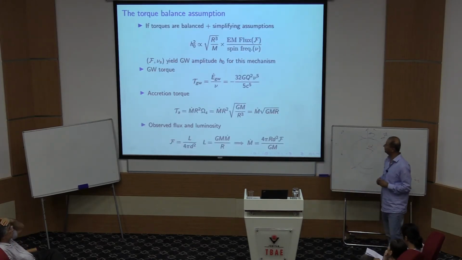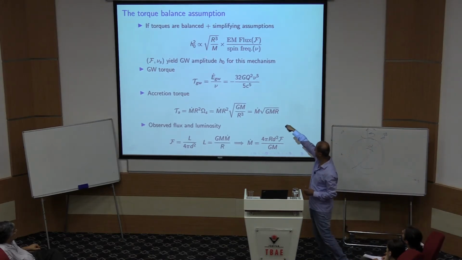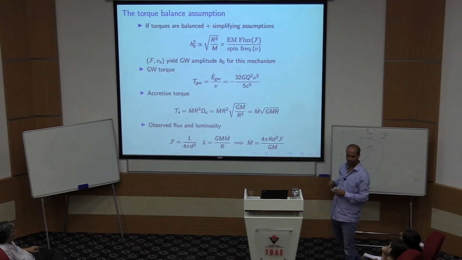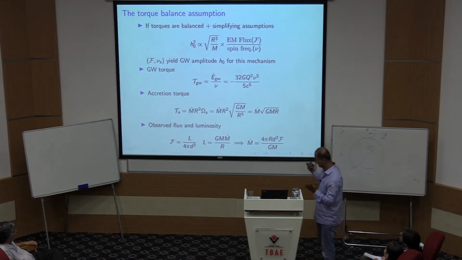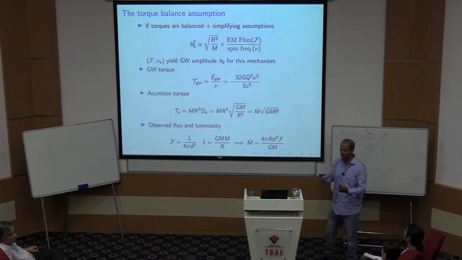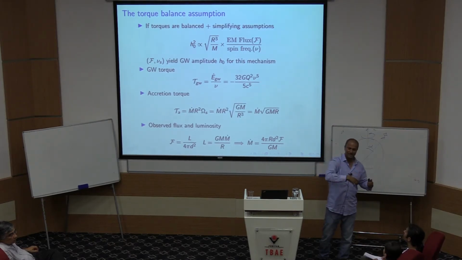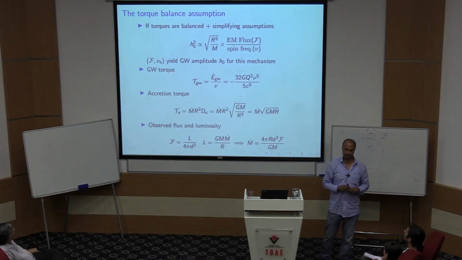It's actually a very easy calculation. The result looks like this: the amplitude h naught squared is proportional to the flux of X-rays that we get from the neutron star divided by the spin frequency. How do we get that? Well, it's a very basic calculation, an approximate calculation, of course. The assumption is that the stuff falling on the neutron star causes the star to spin up. So we have to find the torque from the stuff that is falling on the neutron star and balance it with the torque due to the gravitational wave that is leaving the system.